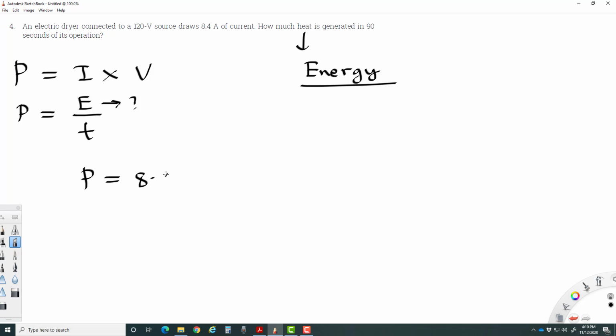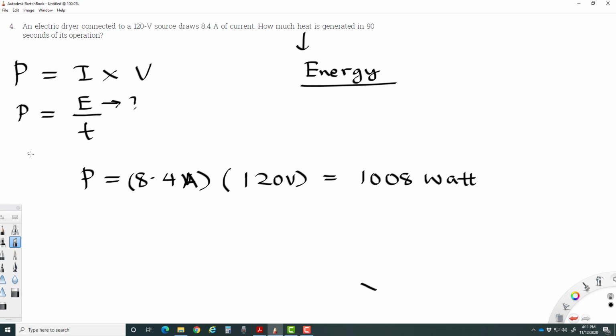I is 8.4 amperes, times V, which is 120 volts. So that would be 8.4 times 120, that is 1008. Power is expressed in terms of watt. So we got the power.